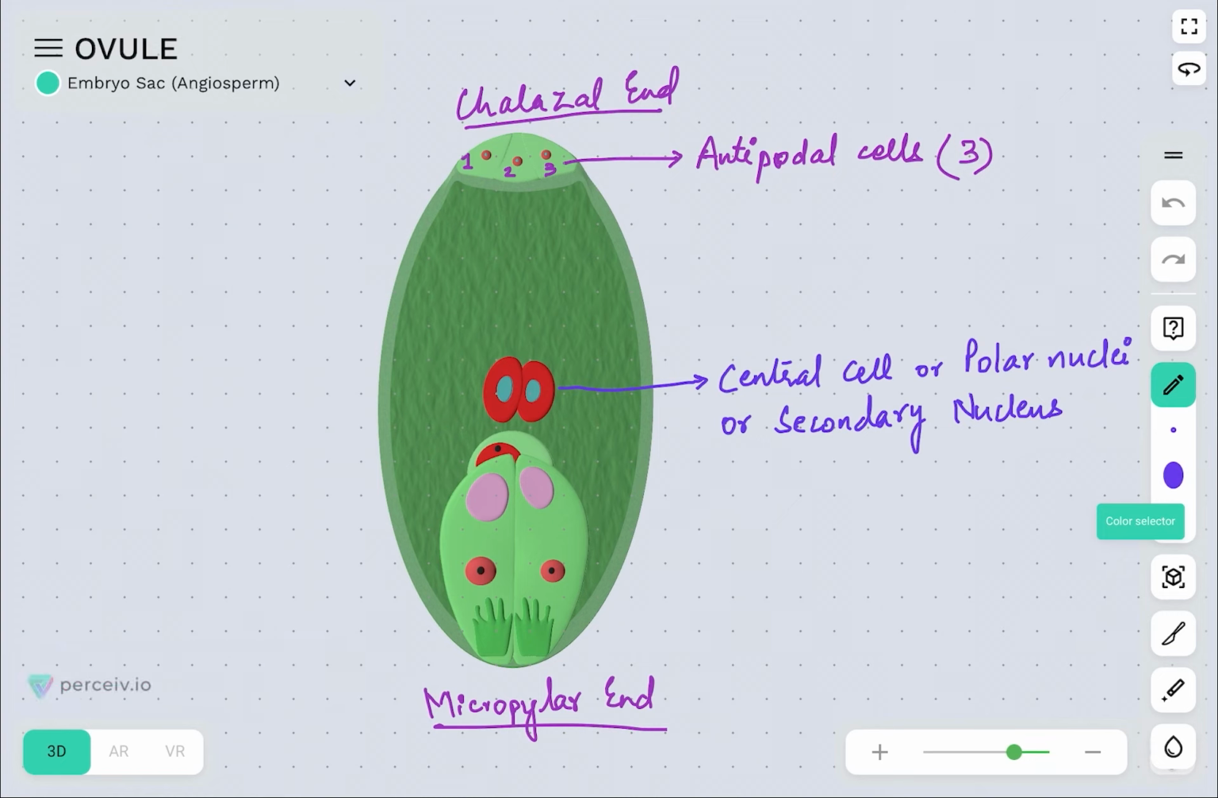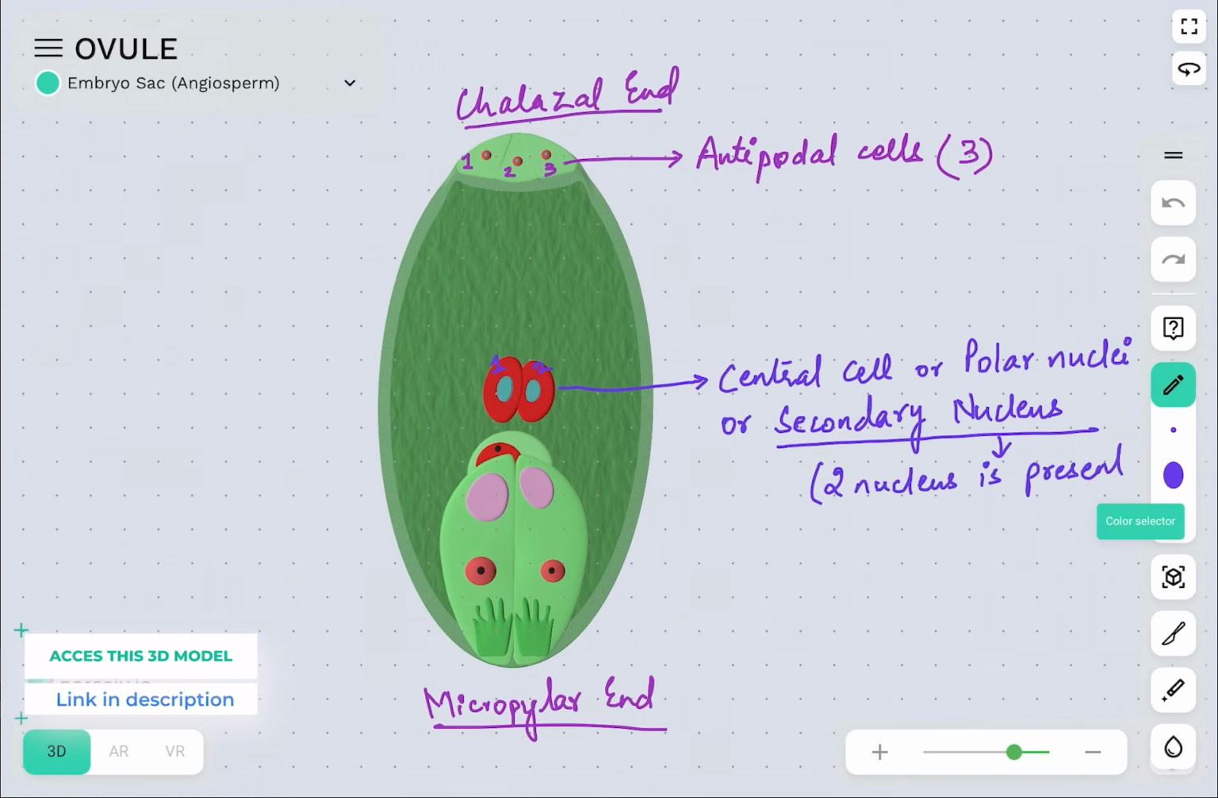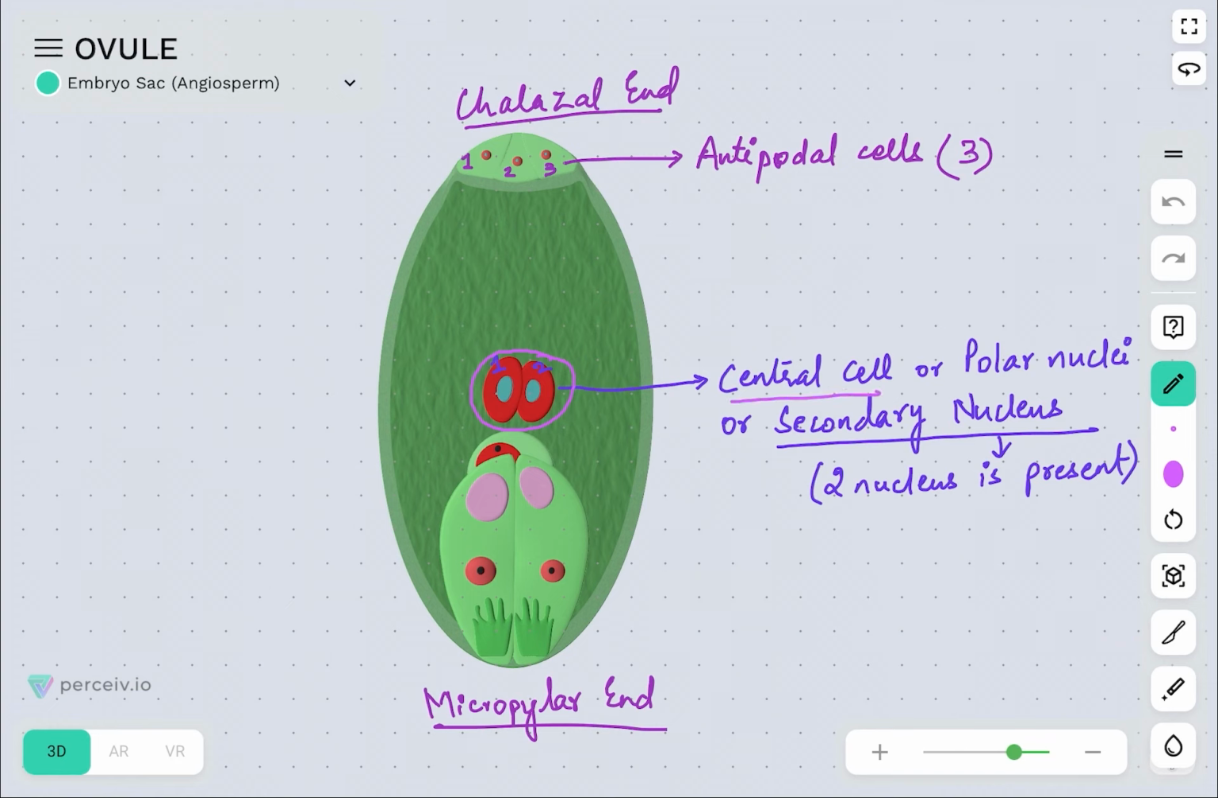You can see that there are basically 2 nuclei present. This is the first one and this is the second one. So if we consider the secondary nucleus, 2 nuclei are present. But if we consider all of this together as a cell, it is a single cell. So we can consider this central cell as a single cell, one cell.